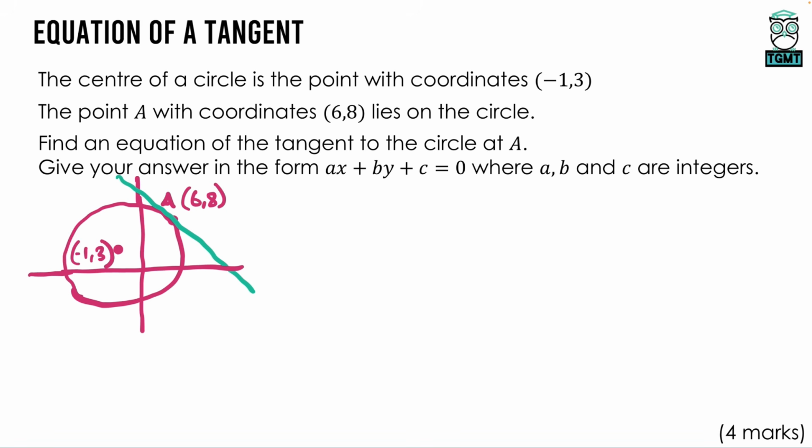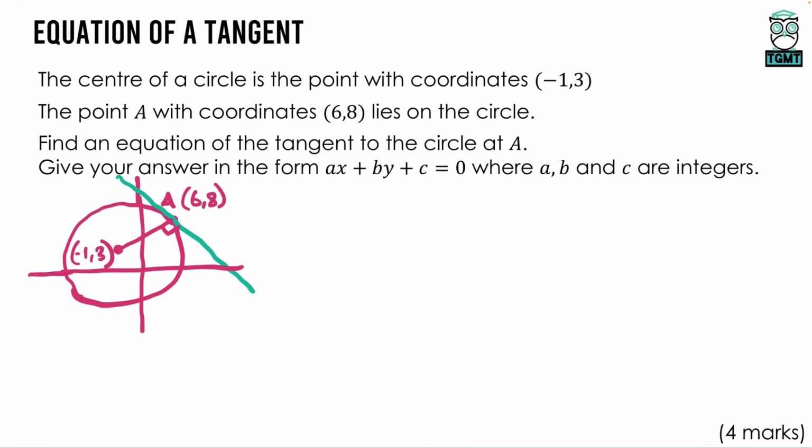Now in order to find the equation of the tangent, we need to know the gradient of the tangent. And the gradient of the tangent is perpendicular to the gradient of the radius. So if I find the gradient of the radius from -1, 3 to 6, 8, I can then do the negative reciprocal of that as they meet at a right angle, and that will tell me the gradient of my tangent. So to find the gradient, I need to do the change in y divided by the change in x.